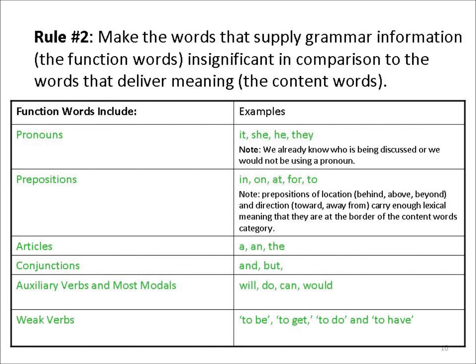in some textbooks. Now the second rule asked us to make the grammar information or the function words less significant in comparison to the words that deliver meaning. So what are these function words that are reduced in order to let the content words shine? Pronouns.